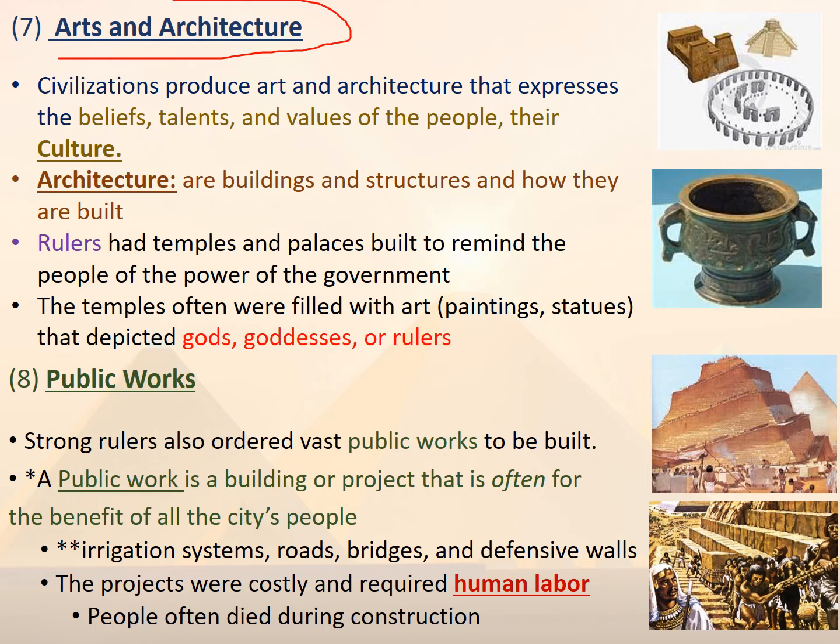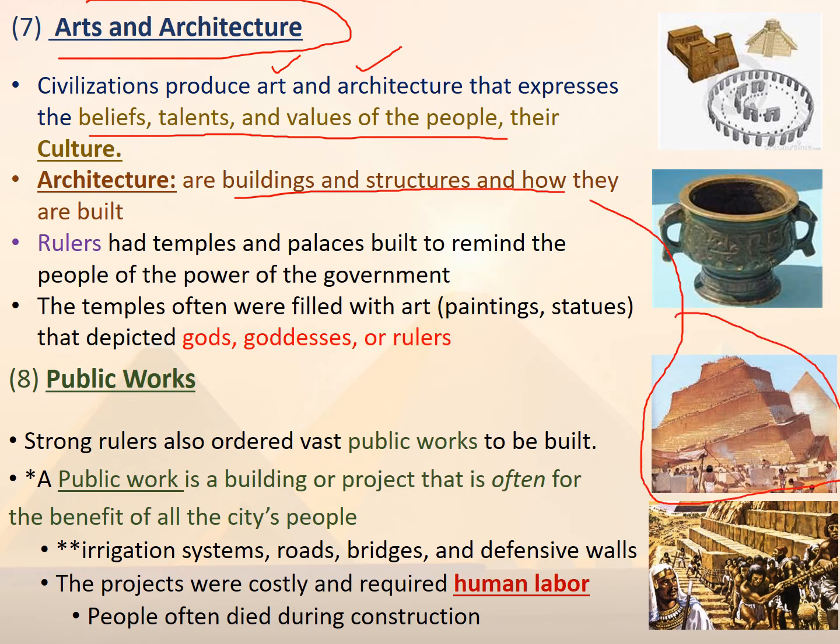Art and architecture. Civilizations produce art and architecture, buildings, because they're staying in one spot, that expresses the beliefs, talents, and values of their people. So this is the culture that develops unique, oftentimes, to any civilization. Architecture are buildings and structures, and they show that they have advanced construction, like the pyramids. That's an incredible endeavor to build these massive structures. That's showing that they have engineers that know how to manipulate stone. It's showing that they can feed all of these workers.